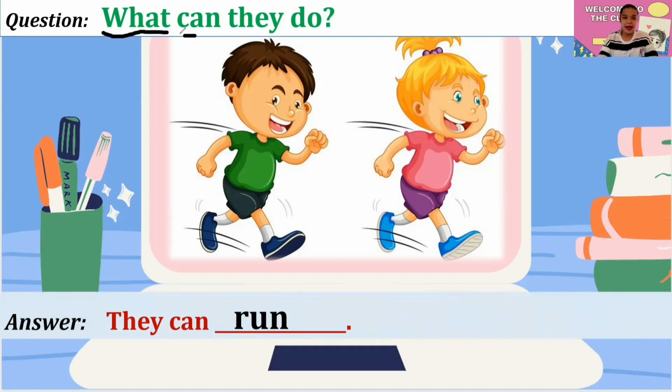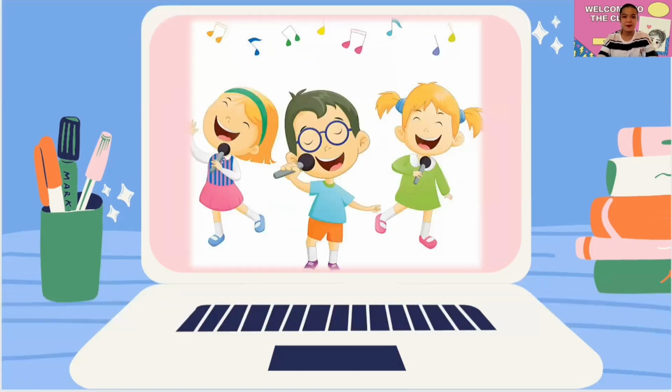What can they do? They can run. I want you guys to read it properly by yourself. Begin here. Very good. Now let's move on with our next picture. So our next picture will be this one. How many kids do you see?